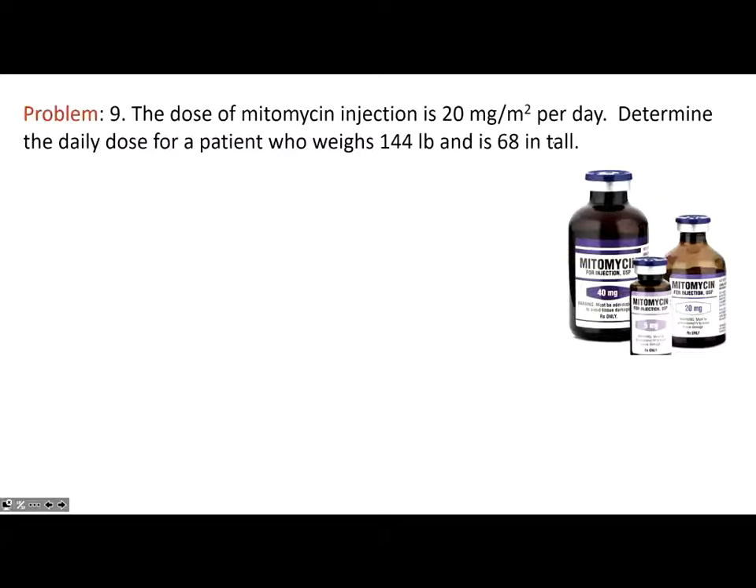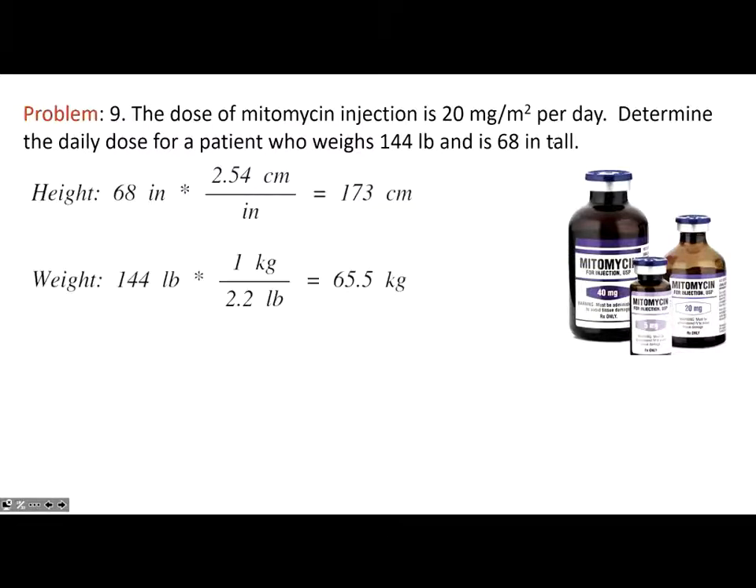Well, what do we need to do to get to meter squared? We need to determine her body surface area, or the patient's body surface area. And there was a formula for doing that. The formula, though, requires the height to be expressed in centimeters and the weight to be given in kilograms. So let's first convert the values we were given to those units so that we can then use the formula.